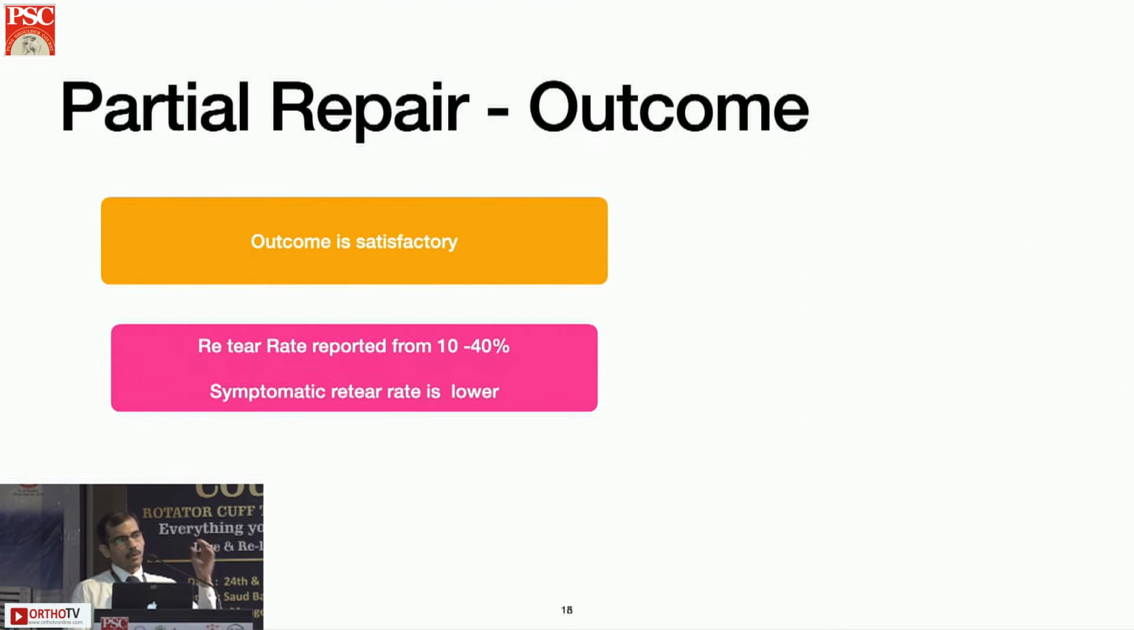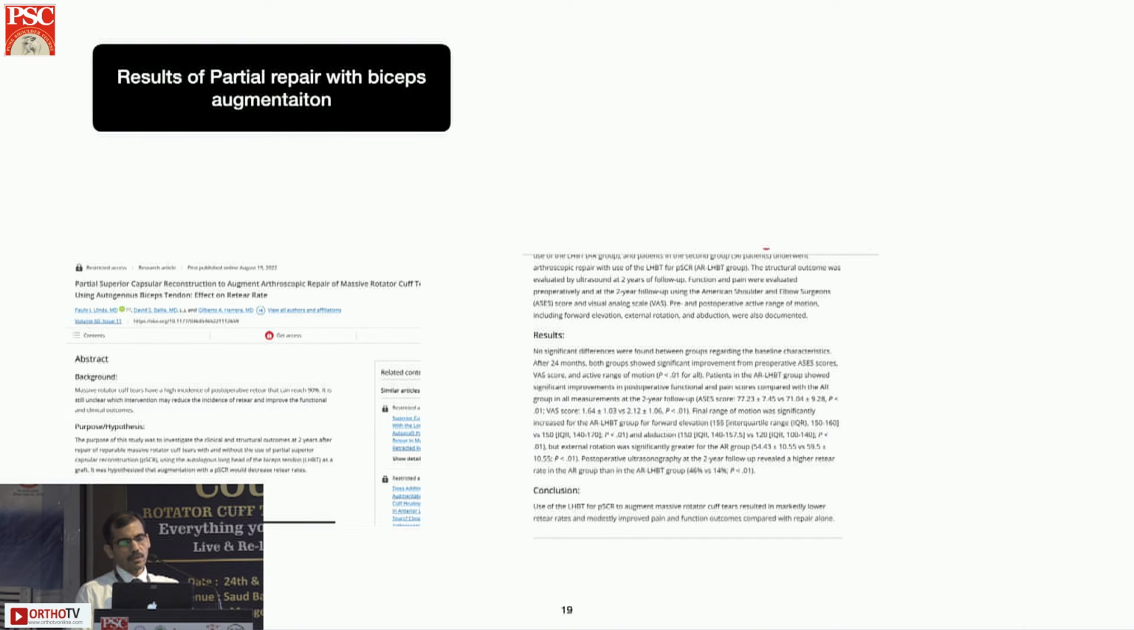If you look at the outcome of partial repair, the outcome is satisfactory in many patients, but the problem is the re-tear rate. The re-tear rate is reported in the literature as about 10 to 40%. But how many of them are symptomatic? Not everybody is symptomatic. A lot of them may be asymptomatic also. But if you do augmentation of the biceps, the partial repair can have a little more advantage. The re-tear rate has been shown to be a little lower than normal, only about 10 to 12% if you have a biceps augmentation along with the partial repair.